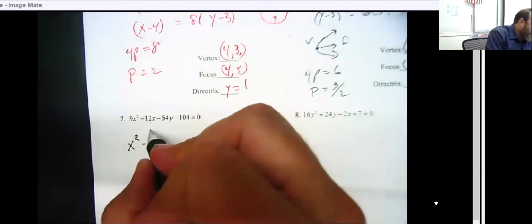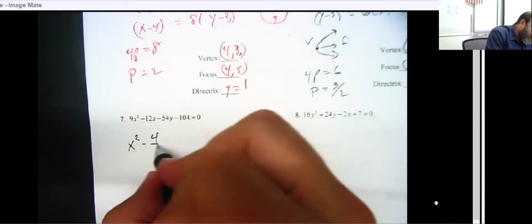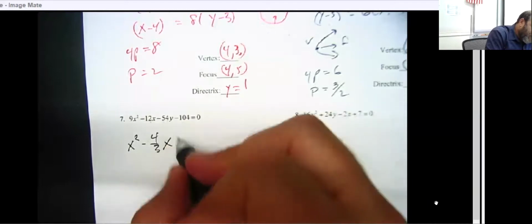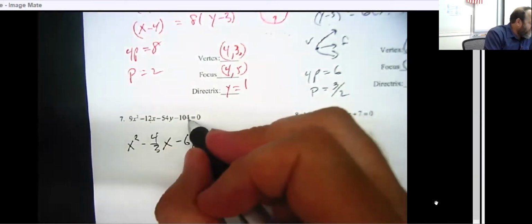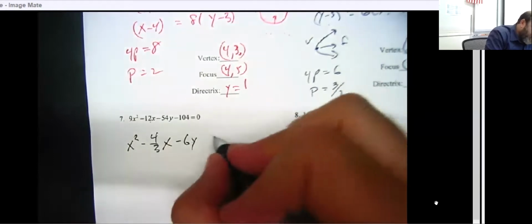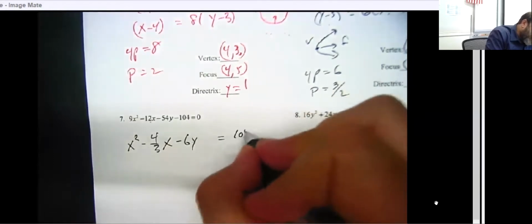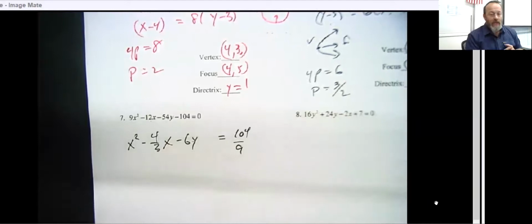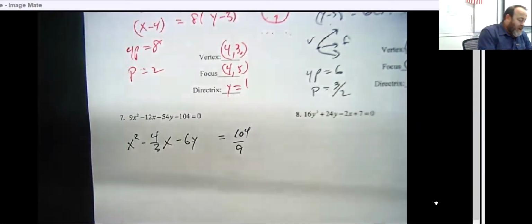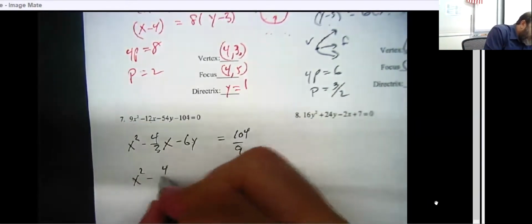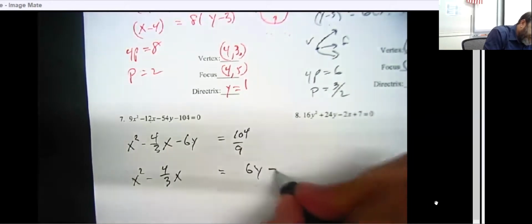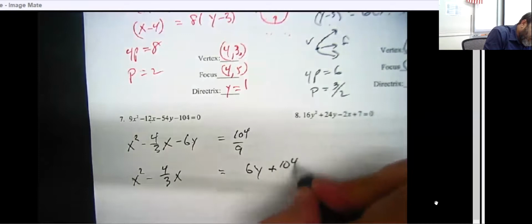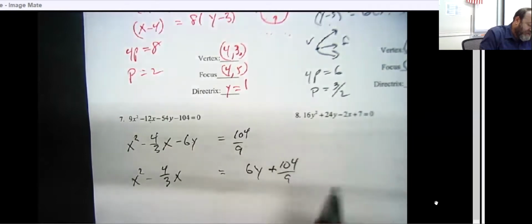So 12 over 9 is actually 4 over 3. 54 over 9 is 6. And 104 over 9 is, I guess that's just 104 over 9. That doesn't actually reduce very nicely. So I do want to go ahead and move everything that does not have an x in it to the other side.